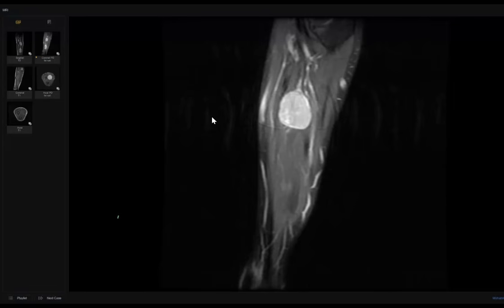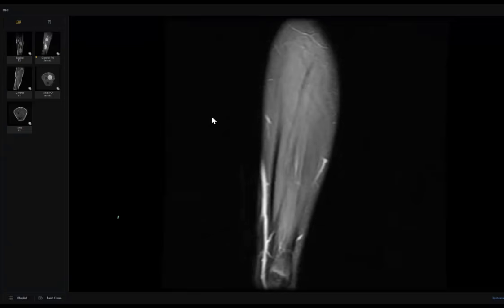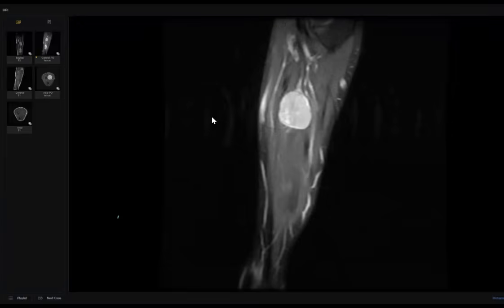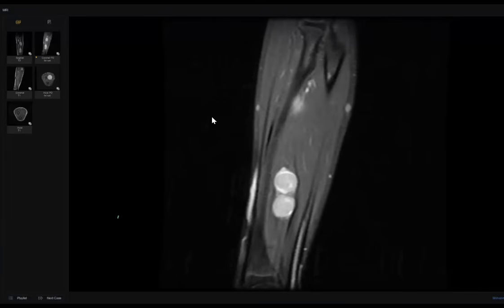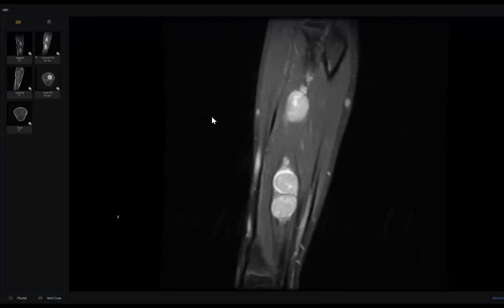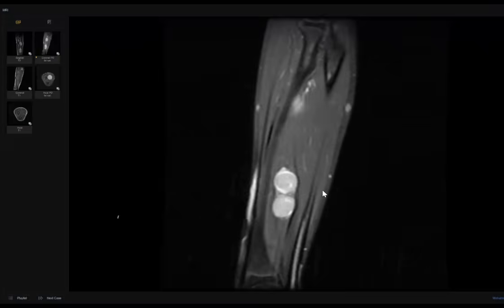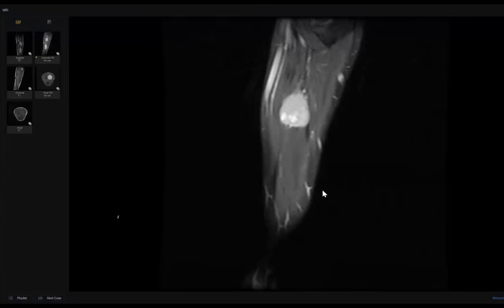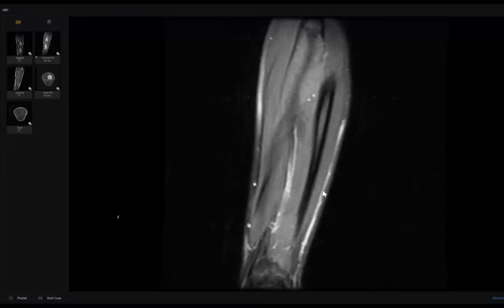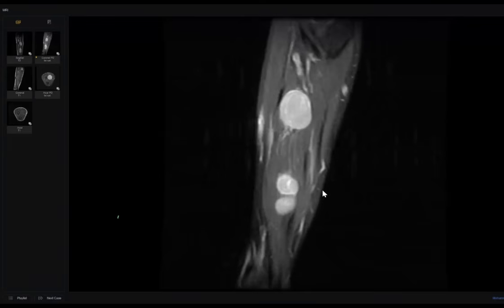It was a case of multiple peripheral nerve sheath tumors. This is the best answer. Peripheral nerve sheath tumor is the general name, whether neuroma, fibroma, or neurofibroma. But as it is multiple, it is almost neurofibromatosis. If you see here, what is this also? It looks like a vein, but at least we have three target signs. So this is neurofibroma or peripheral nerve sheath tumor.